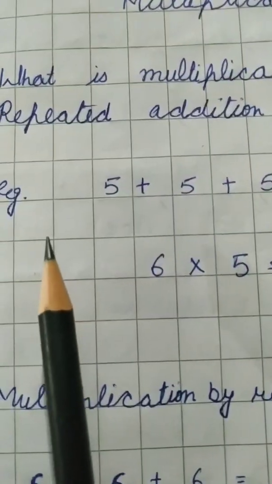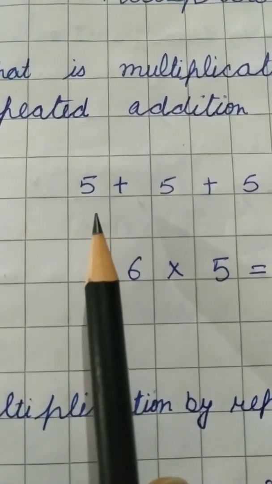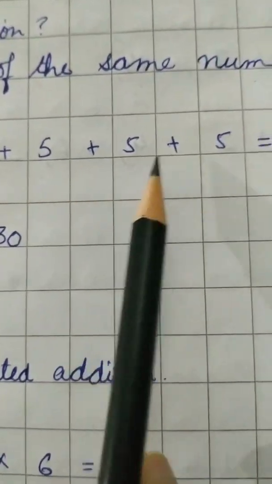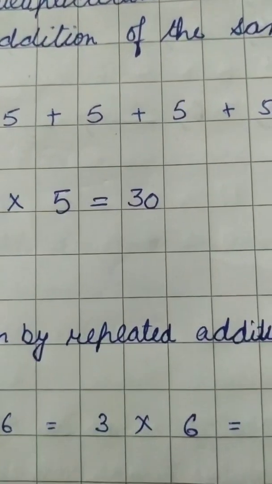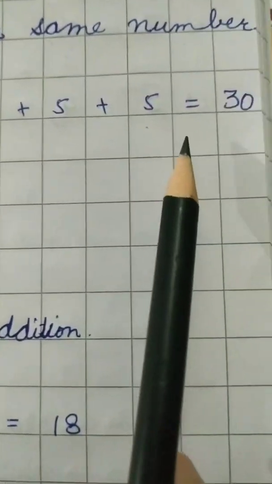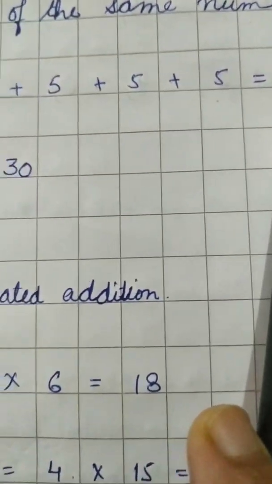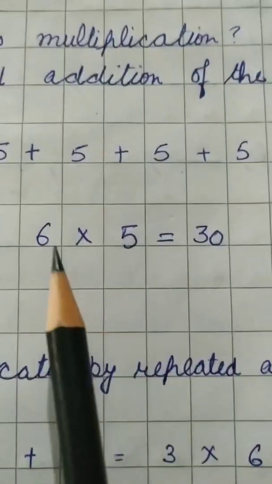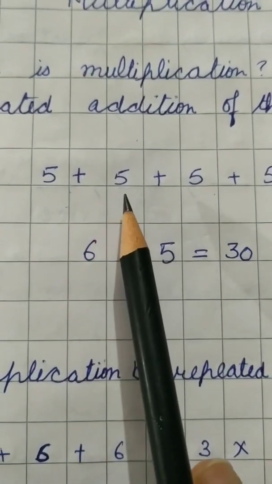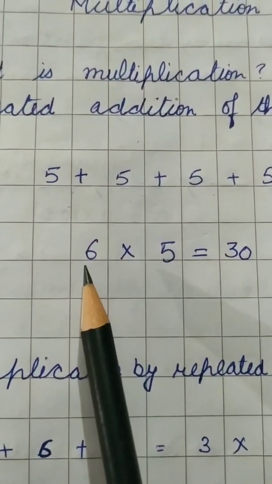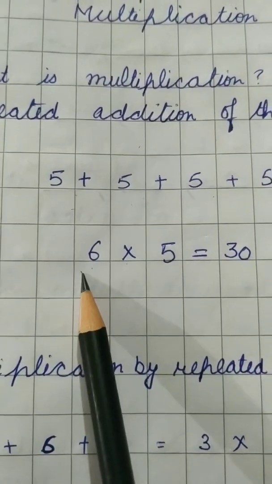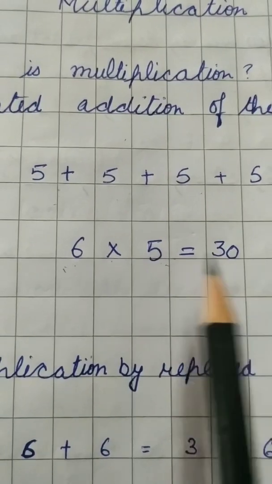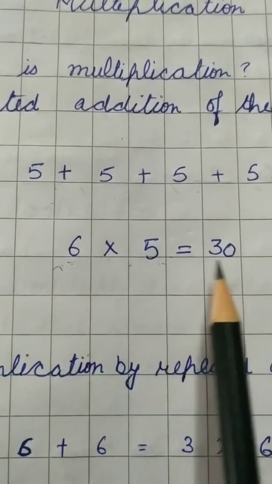See children, I have taken an example here, like I have taken 5, which is being added 1, 2, 3, 4, 5, 6 times. When you add this 5, 6 times, you will get 30. But instead of adding it again and again, we can use the multiplication sign by seeing how many times this 5 is repeating. So we will write 6 5s, or 6 times 5 is equal to 30. 6 times 5 means 6 5s is equal to 30.